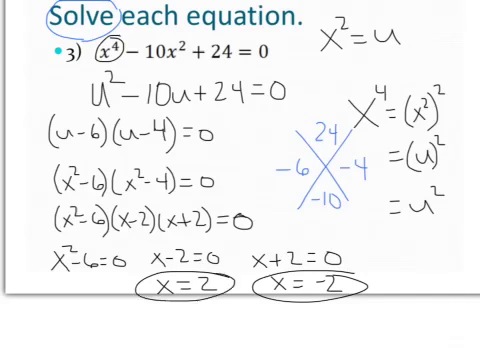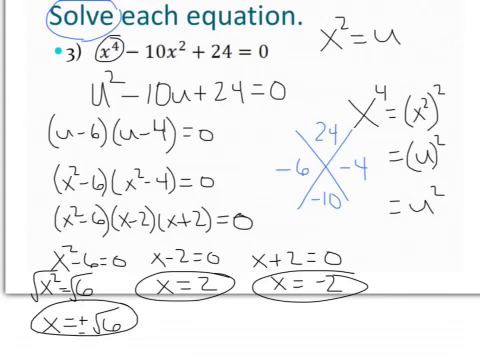Now my other one, I have x squared minus 6 equals 0. So I'm going to have x squared equals 6, and now I need to square root both sides to get x by itself. I get x equals the square root of 6. But don't forget, when we square root both sides, I need to plug in that plus or minus. So I have positive square root 6 or negative square root 6. So here's my other 2 solutions. So I have 4 total solutions. One of them is positive square root 6. The other is negative square root 6. Positive 2 and negative 2.